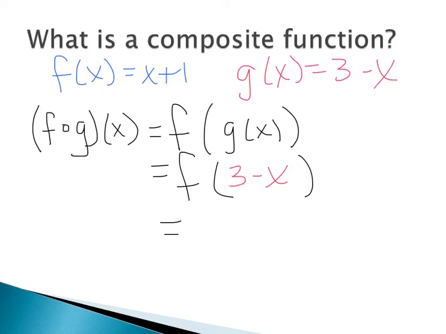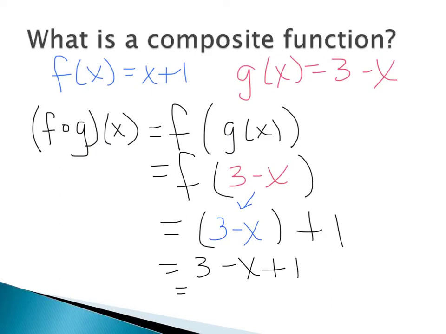So that gives us whatever the x value is plus 1. Remember, now we're writing this parentheses represents this x here. So we're going to substitute in the 3 minus x. That gives us then 3 minus x plus 1, which is just 4 minus x. This, folks, is f composed with g of x, and you're done.